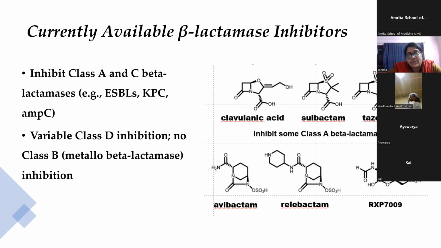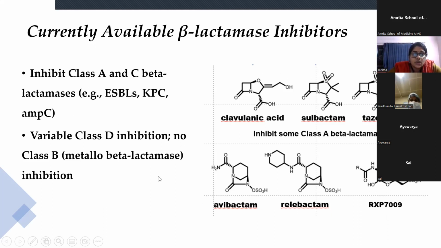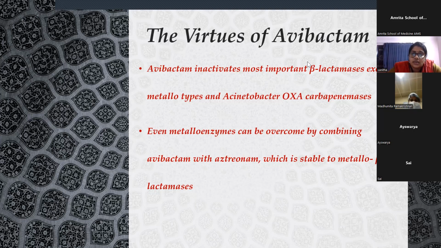Then the currently available beta-lactamase inhibitors are clavulanic acid, sulbactam, tazobactam, avibactam, relebactam, etc. These beta-lactamase inhibitors are effective for class A and class C beta-lactamases, but they don't have much effect on class D and class B. Avibactam is a newer beta-lactamase inhibitor which can inhibit A and C beta-lactamases, but it's not effective for class B and class D. But this class B disadvantage we can overcome when it is combined with aztreonam, because aztreonam is actually resistant to class B beta-lactamases.